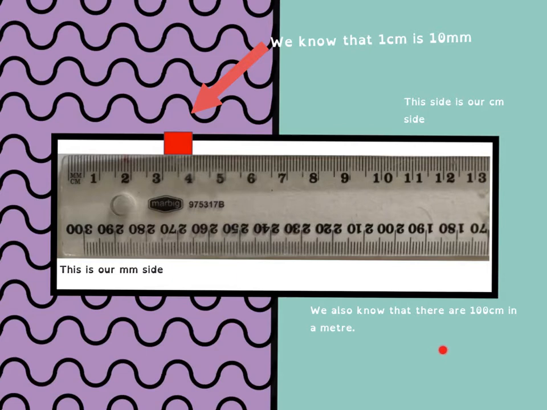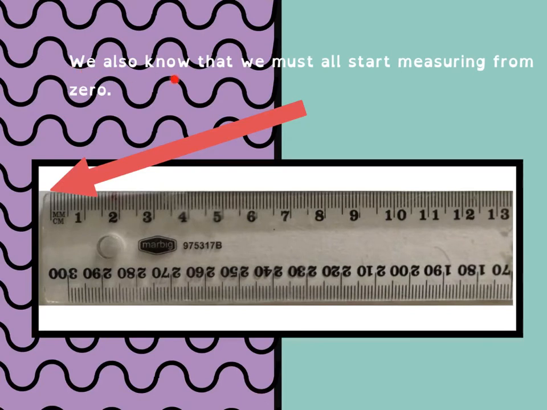We also know that there are 100 centimetres in 1 metre. We also know that we must all start measuring from 0. So when we look at our ruler, we need to make sure that when we start measuring, we start from this line here. This is our 0 line. Really important, you start from there.